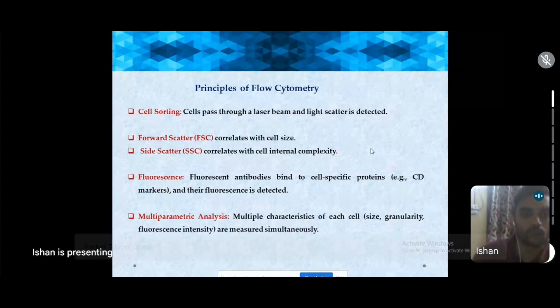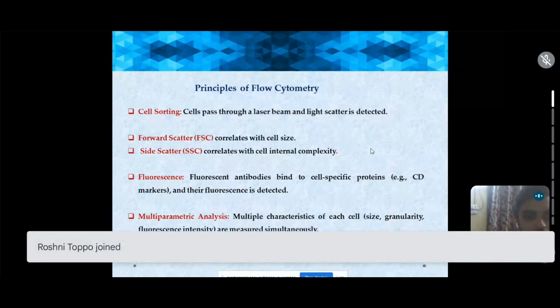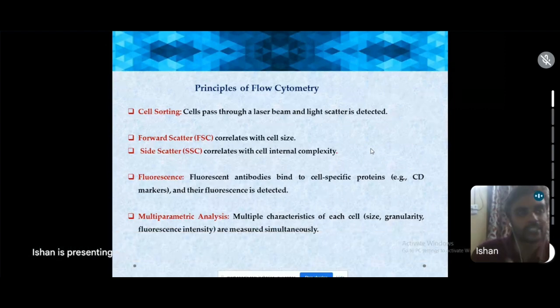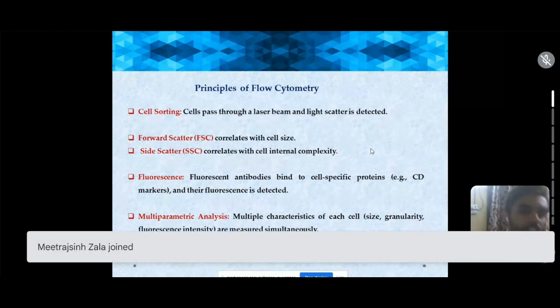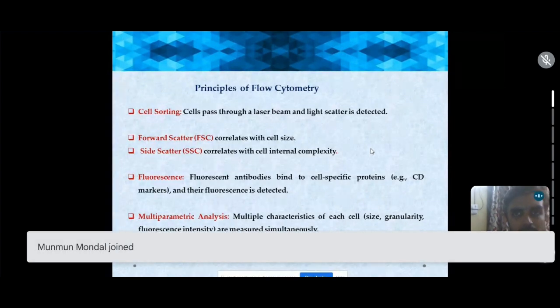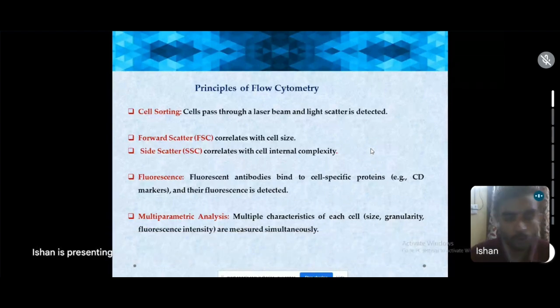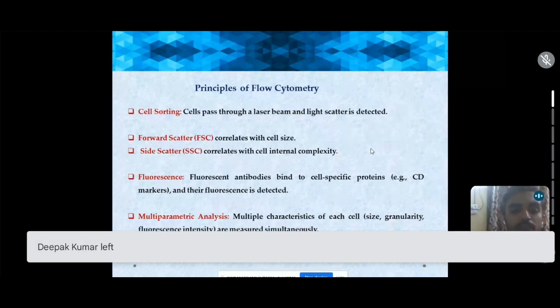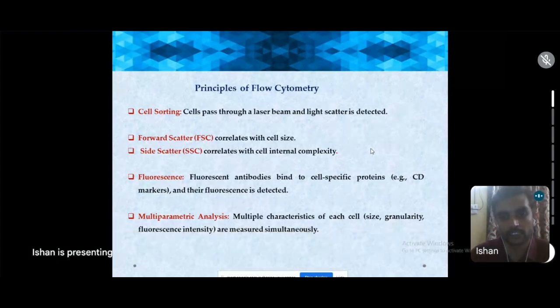Now, the best part of the principle of flow cytometry is the multi-parametric analysis. When we do different kinds of analysis, we get a single parameter. We analyze the cell on a single parameter, either in immunohistochemistry or other histological techniques. We look under the microscope and see a single dimension, a single parametric analysis. While in flow cytometry, we get a 3D, multi-parametric analysis. That is why we can get the size of the cell, the granularity of the cell, and the fluorescence intensity, and these are measured simultaneously.